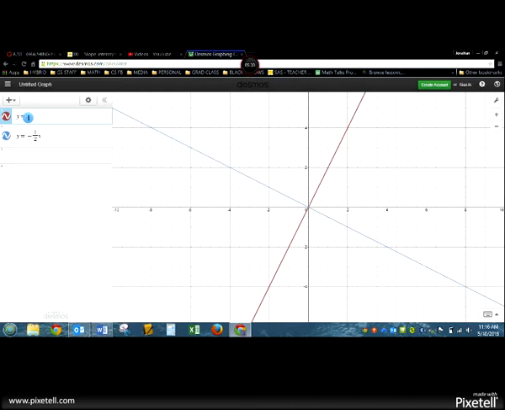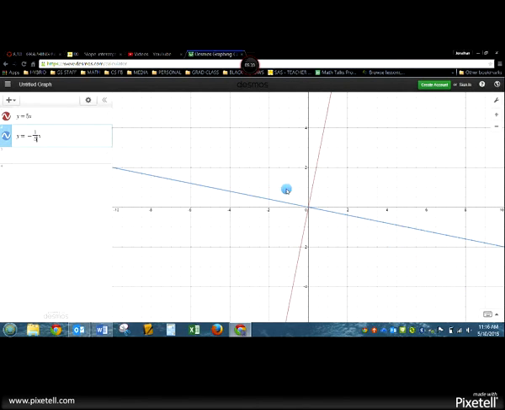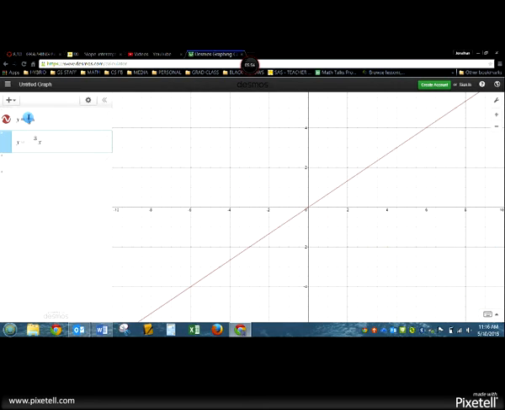Let's change this. Let's make this a 5. What's the opposite reciprocal of 5? Negative 1/5. Those are perpendicular. Let's try this. 2/3 x. What's the negative reciprocal of 2/3? Negative 3/2. And that's a 90-degree angle.